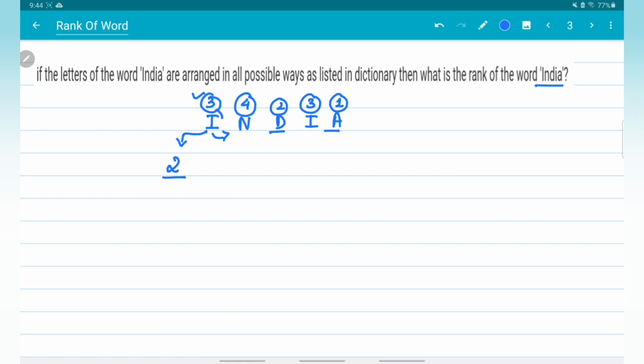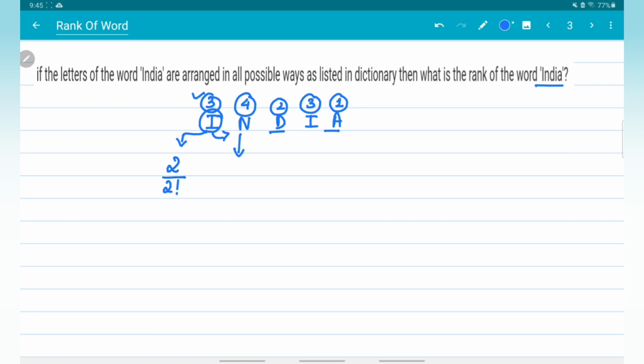So here if you see, including this I, the one which you're checking for, you have to include that and then check on the right side if there is any repetition. So if I see this I and then I check on the right side, there's one more I over here. So I'll do divided by 2 factorial for repetition.